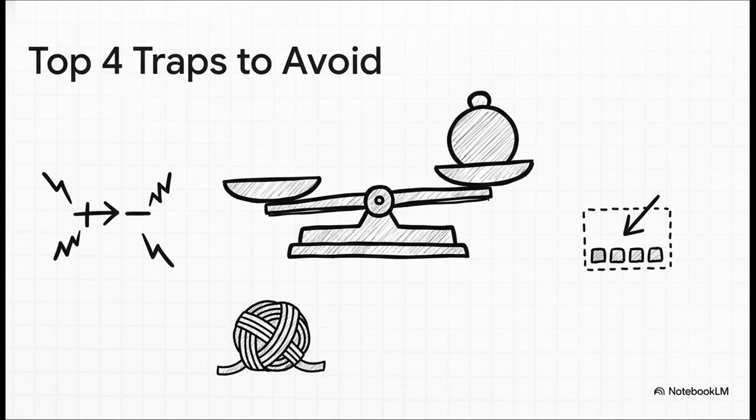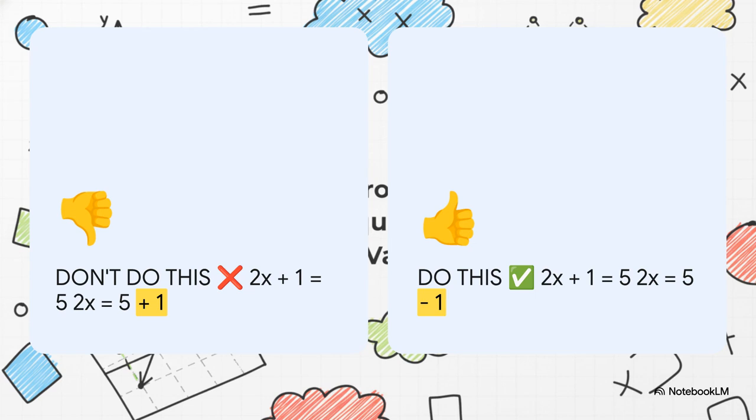Let's zoom in on that one. The golden rule is so simple. Whatever you do to one side of the equal sign, you have to do the exact same thing to the other side. So for 2x + 1 = 5, to get x by itself, you need to subtract 1. But you can't just subtract it from the left. You have to subtract it from both sides to keep the whole thing true. It sounds basic, I know. But forgetting this is the #1 cause of wrong answers.